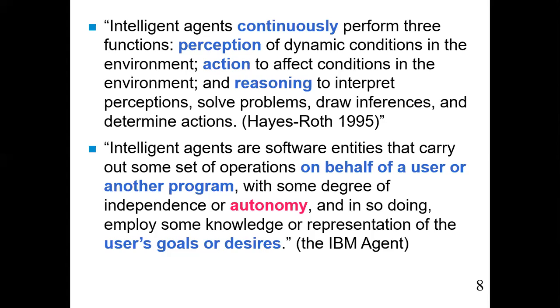Yeah? So with some degree of independence or autonomy, and in doing so, employ some knowledge or representation of the user's goal or desire. So it means that the agents have some degree of independence or autonomy. Autonomy means that it can make some small decisions, for example. It's not fully, but here you see there is some degree of independence or autonomy.